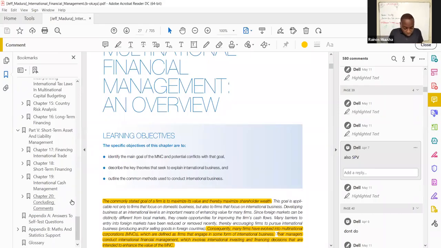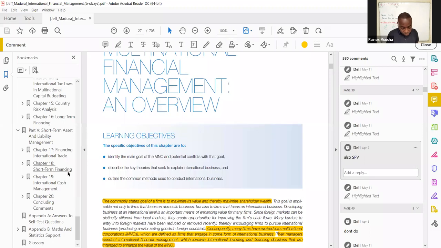Then we also look at long-term financing, to say what are the effects of borrowing from a long-term financing perspective, and we also look at short-term financing as well. Then we're also going to be looking at financing international trade. If we're going to be having international transactions, like for example importing and exporting goods internationally, how do we now finance those transactions when you look at financing international trade?